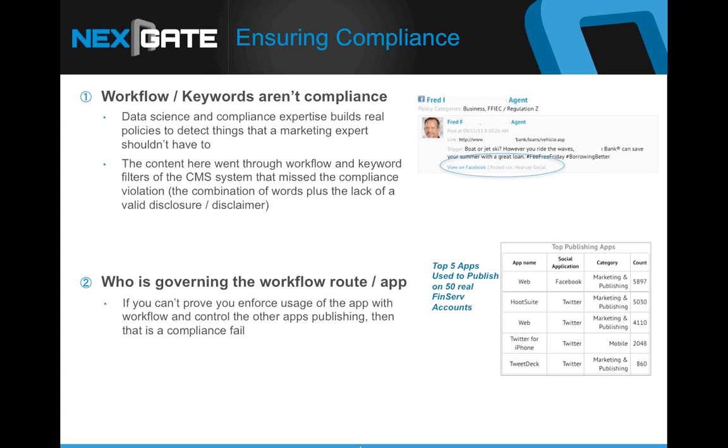An FFIEC violation can be triggered by not only the keyword, but also knowing that there's not a disclaimer link on that, and being able to automatically detect all of those variables beyond just looking at the keyword and saying, hey, this is a financial services account. This is something that's making an offer and implies good rates, and it doesn't have a link that goes to a disclaimer of those rates.